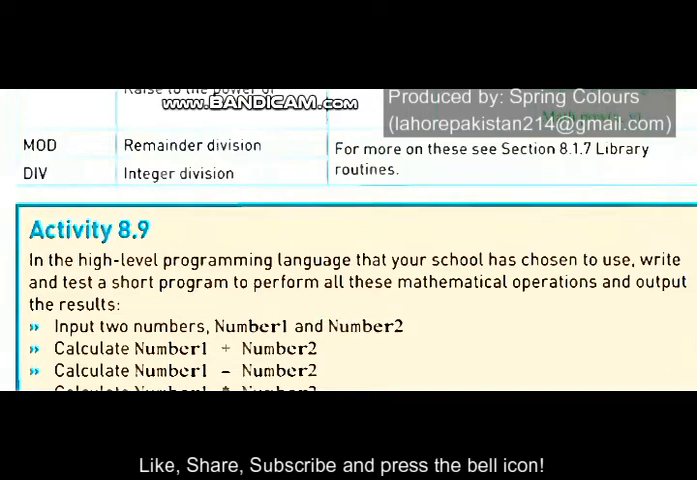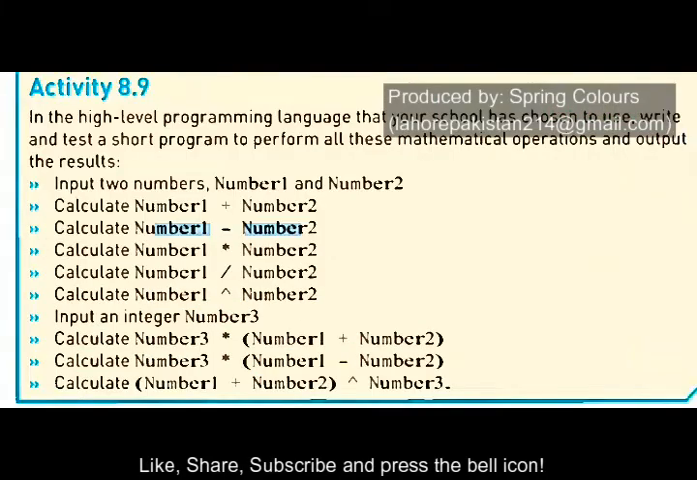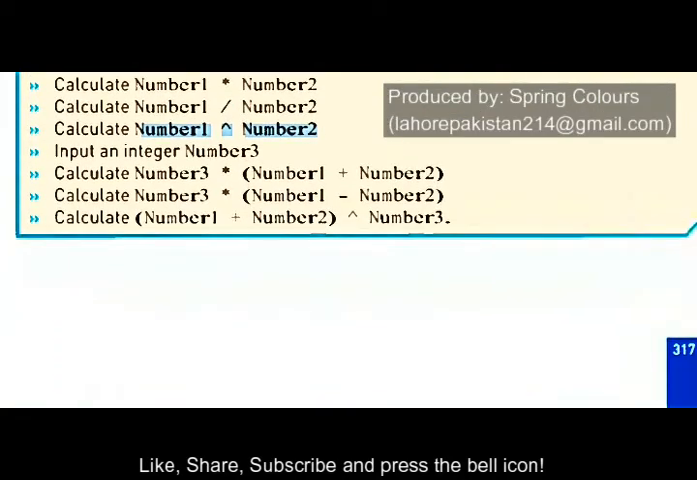For the sake of convenience, I have written them as num1 and num2. First of all, you will add both numbers, then subtract both numbers, then multiply both numbers, then divide both numbers, and then find the exponent or power of both numbers. Then you will input one more number named num3 from the user, and then you will calculate these three formulas and their answers.